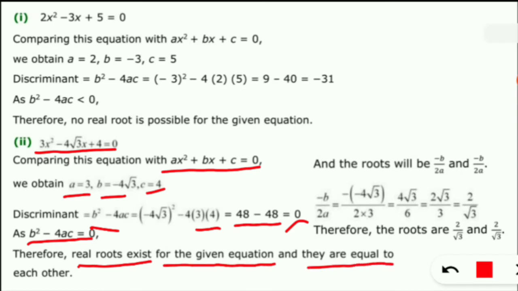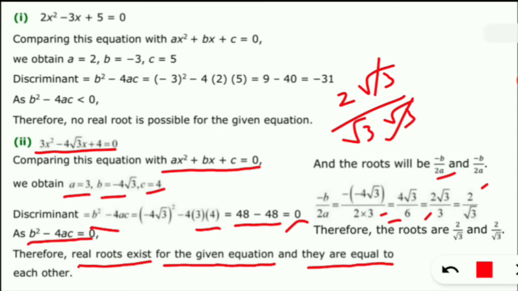other. Clear? Okay, and the roots are minus b by twice a and minus b by twice a, that means minus of minus 4 root 3 divided by 2 into 3, because a equals 3. Okay, that means 4 root 3 by 6, so that means 2 root 3 by 3, so that means 2 by root 3, because 3 can be written as root 3 into root 3, so root 3 cancels, so 2 by root 3. Therefore the roots are 2 by root 3 and 2 by root 3. Okay, very good.